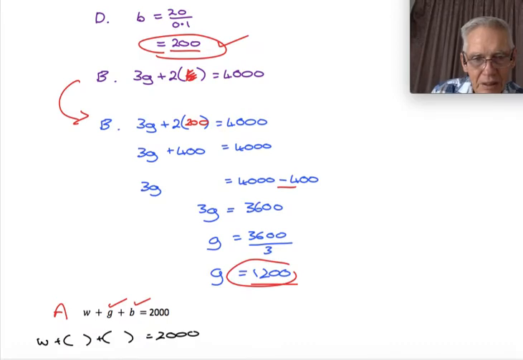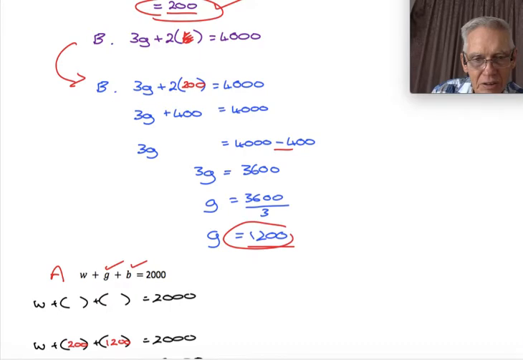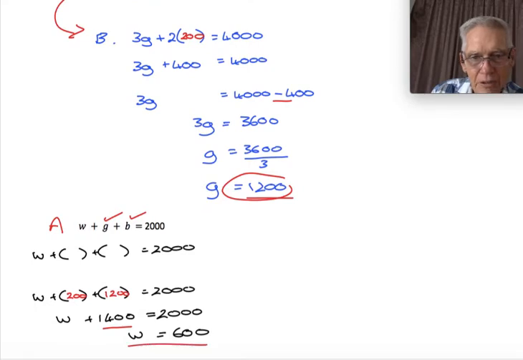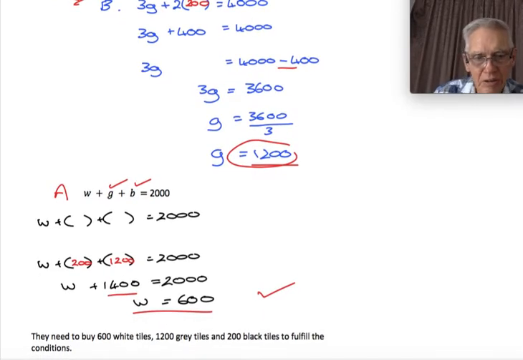So here it is, W plus G plus B, and I write the numbers in there, 200 and 1,200. Add these numbers together, it becomes 1,400. Subtract it to the other side, and W is 600. So we have now solved it. Then we have to write the answer in context. So in context, this means they need to buy 600 white, 1,200 grey, and 200 black tiles.